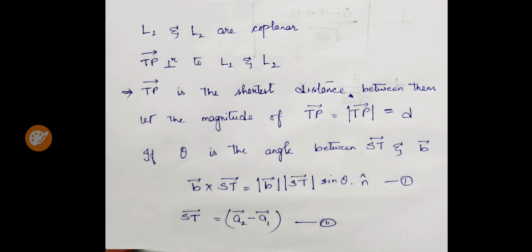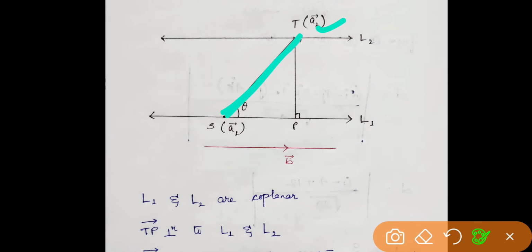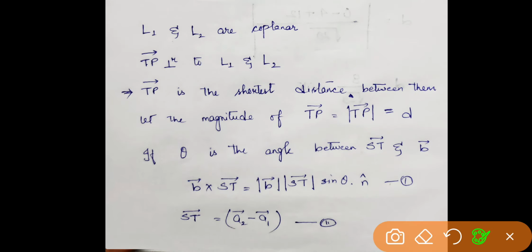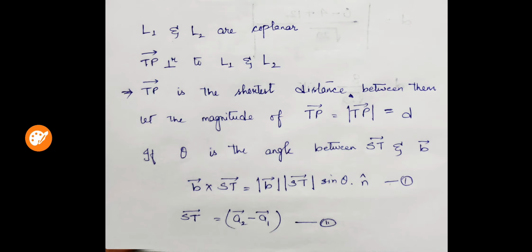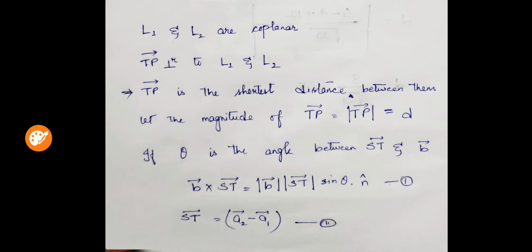Now you know what is our ST. ST, look here, A2 minus A1, right? So I have written ST as A2 minus A1. We know ST, we found it like this. Sine theta we need to find. When we take magnitude, n cap will be 1 because it is a unit vector. Now let's see what we can find. ST we have already found. Let's find sine theta. So let's go to the diagram.